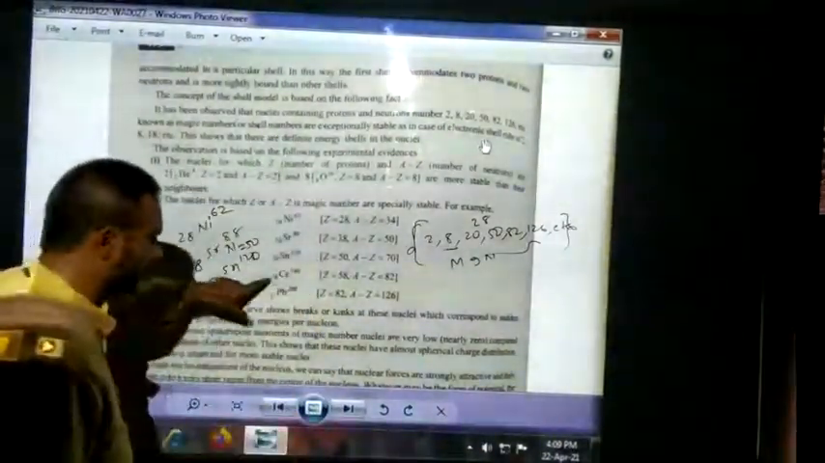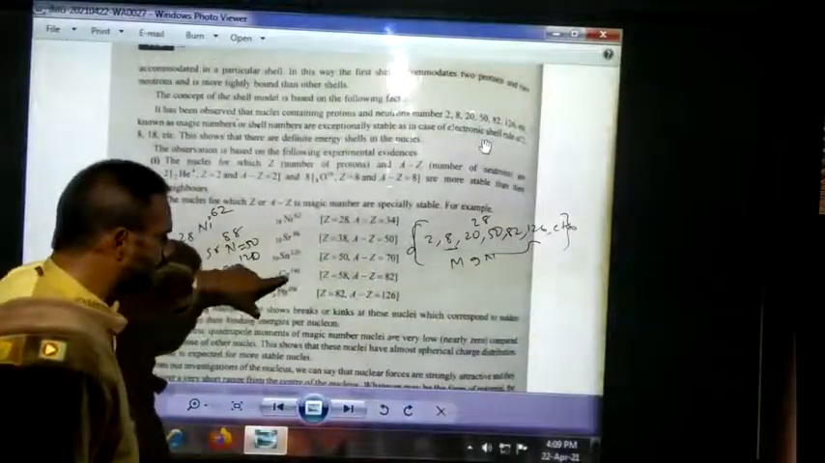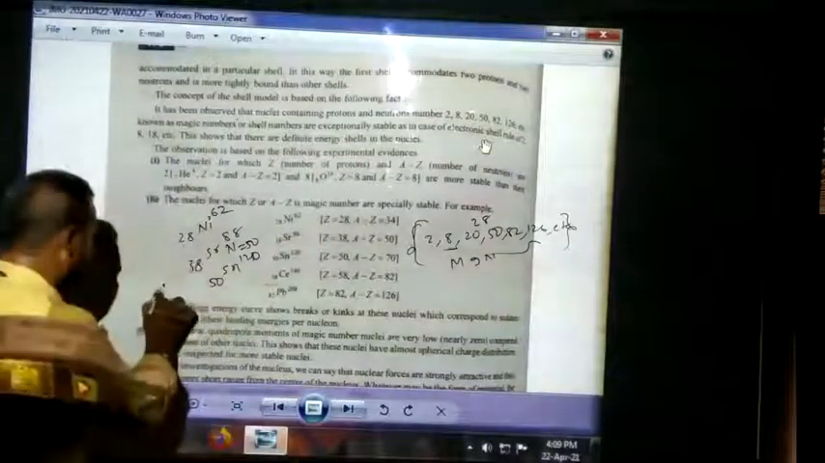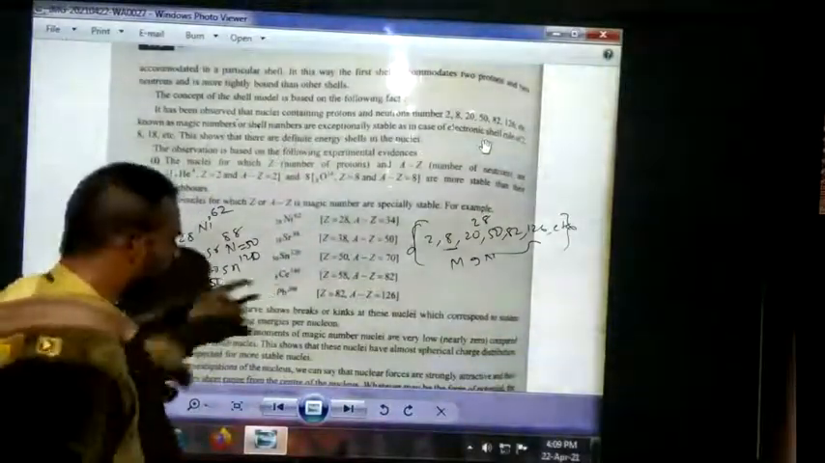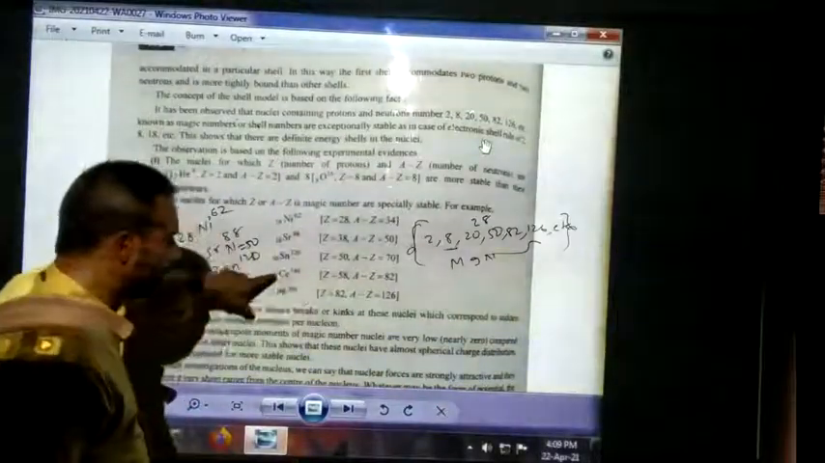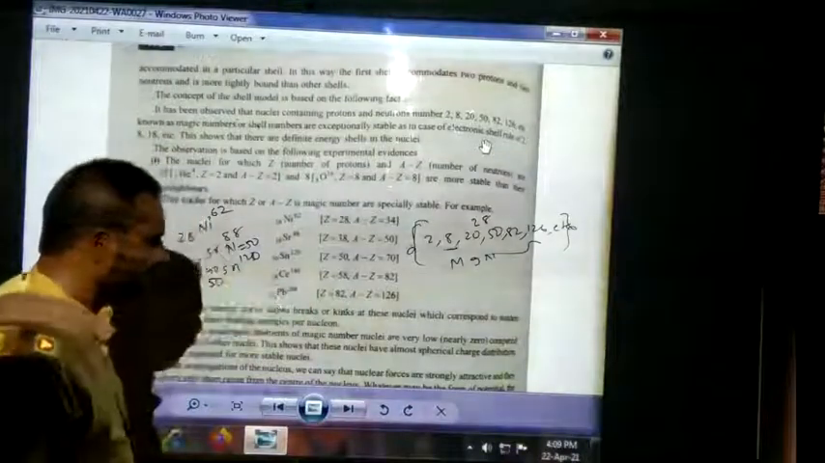Similarly, if you take Ce, 58 Ce 140. 58 is not a magic number. But 140 minus 58 is 82. Hence, the number of neutrons in the Ce element is a magic number, and Ce is also more stable.